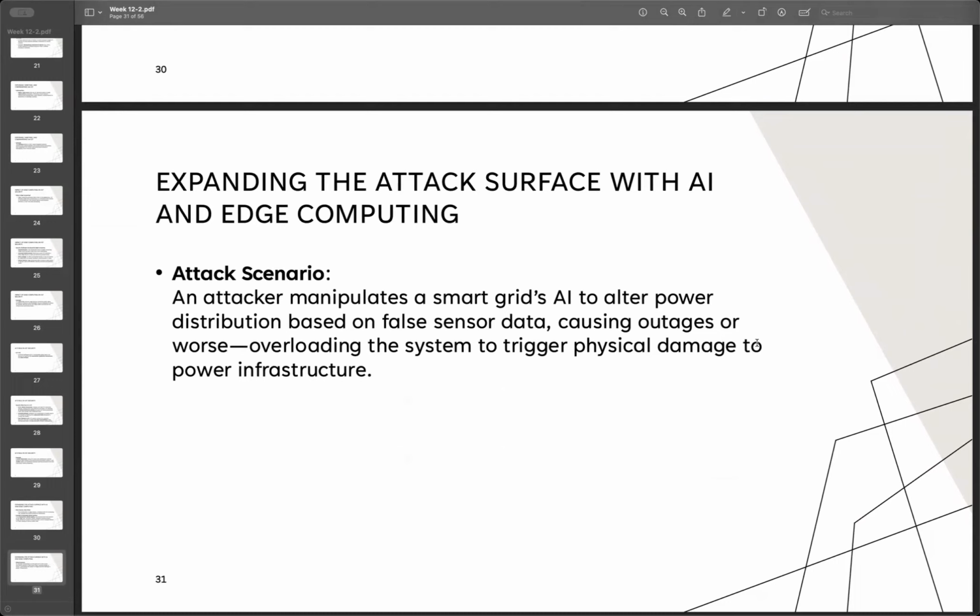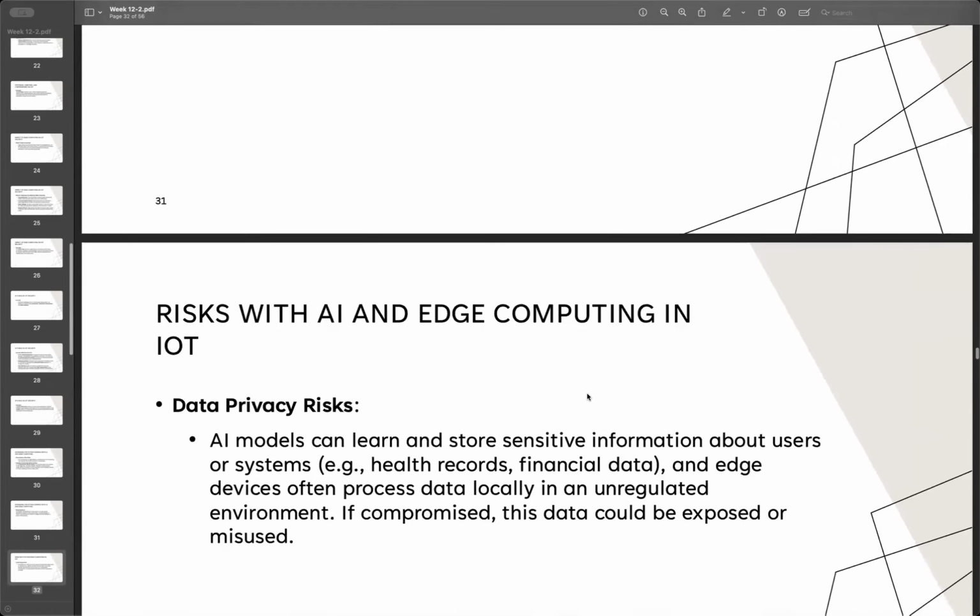So here's the issue. Just to give another scenario, maybe the attacker can manipulate a small grid AI used for power distribution, based on faulty sensor data, and cause some outage or, worse, overload the system to trigger physical damage to the power infrastructure. So you see, they don't just attack for the sake of attacking; they can use faulty sensor data, cause the outage, and then trigger even more physical damage. So it's like layer by layer.